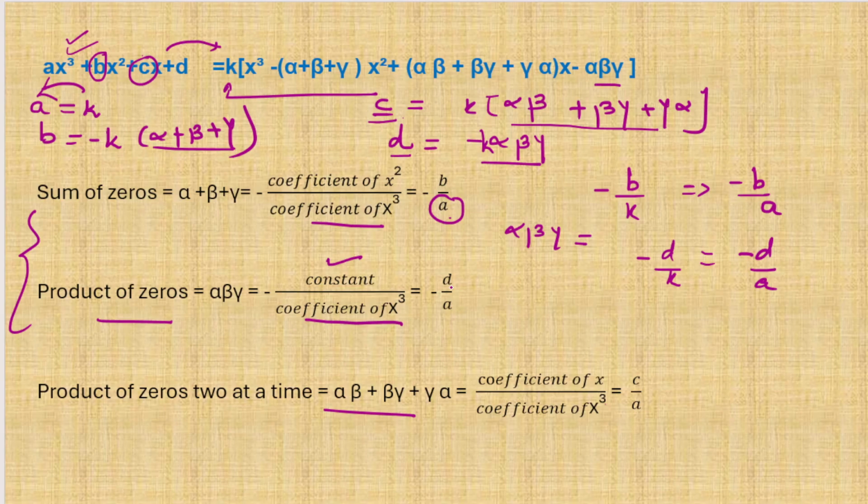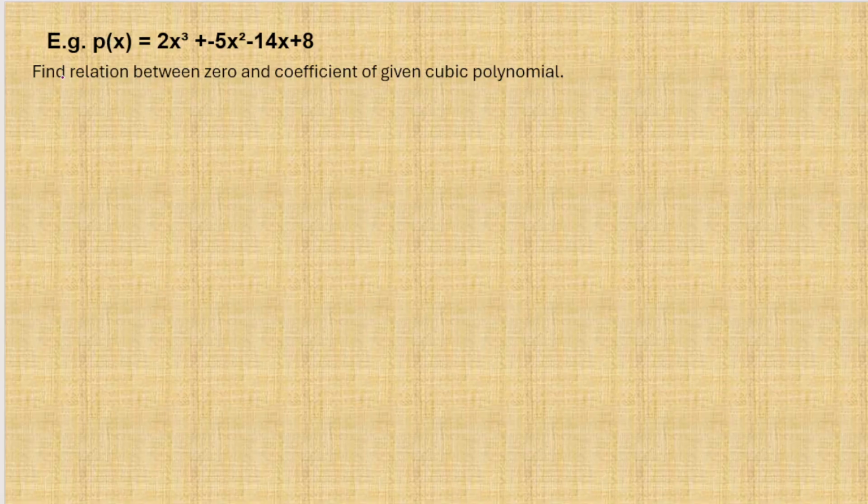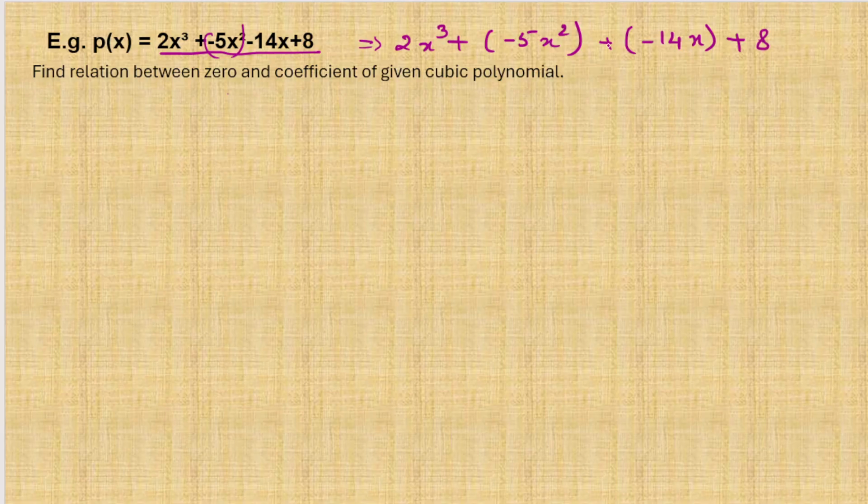Based on this relationship, we are having one more example here. In the example, a polynomial is given to you, and you have to find the relation between zeros and coefficients of the cubic polynomial. So what we will do, we will write this polynomial as 2x cube plus minus 5x square plus minus 14x plus 8. Now this polynomial is in the form of ax cube plus bx square plus cx plus d. Now, let alpha, beta, gamma be the zeros of your cubic polynomial.